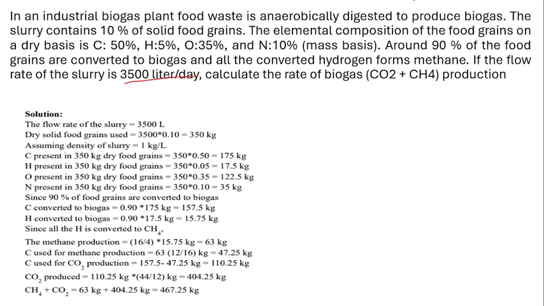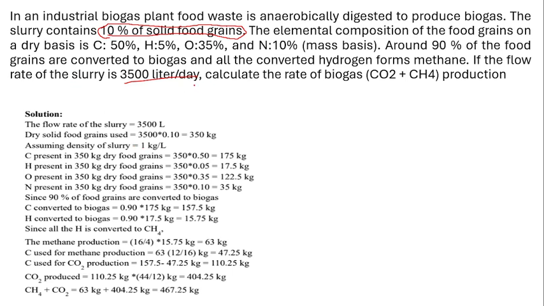Another thing mentioned is that the slurry contains only 10% solid food grain. First we need to find the dry solid food grains used for the production of biogas. It is 3,500 times 10%, which is 0.1, so it is 350 liters. It is written as 350 kg by assuming the density as 1 kg per liter. Whatever is in liters is written as kg since the density is assumed as 1 kg per liter.